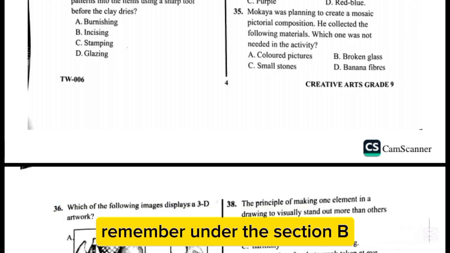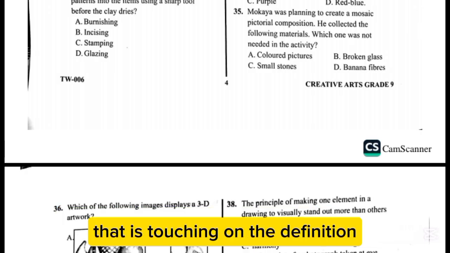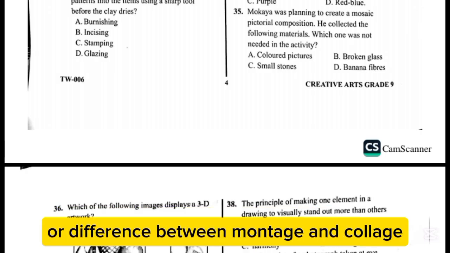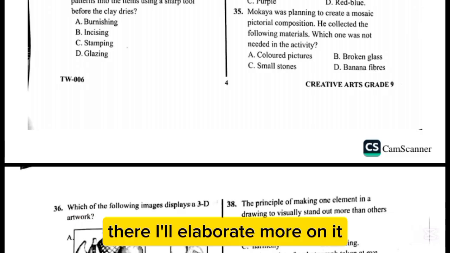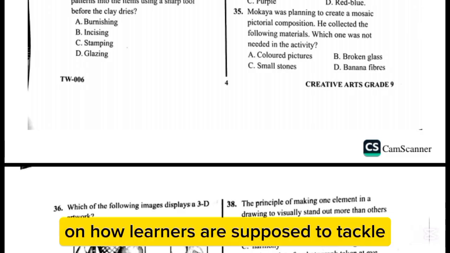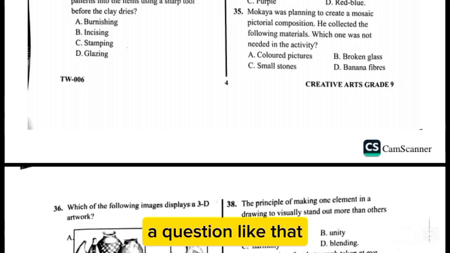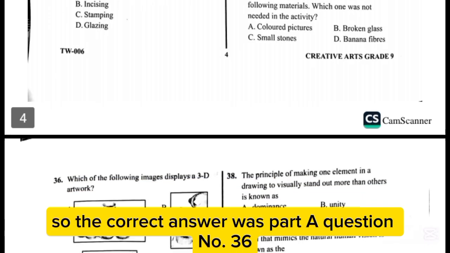Remember, under the section B, we have that question that is touching on the definition or difference between montage and collage. There, I'll elaborate more on it, on how learners are supposed to tackle a question like that. So the correct answer was part A.